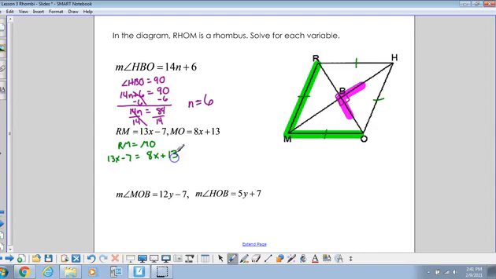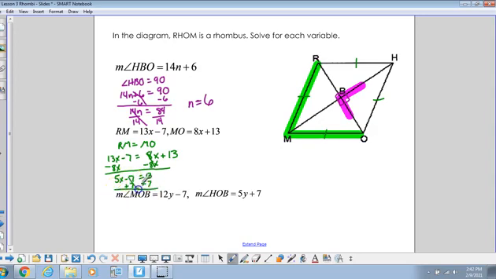RM is 13x minus 7, and MO is 8x plus 13. Now you could type this into Desmos. If you type that in Desmos, you've already got the variable x, so you just need to look for that vertical line, and that tells you the solution. If you're going to use algebra though, as I'm going to do right here, let's get our variables on the same side of the equation and our constants on the same side. Let's subtract here, that gives us 5x minus 7 equals 13. Let's add 7 to both sides.